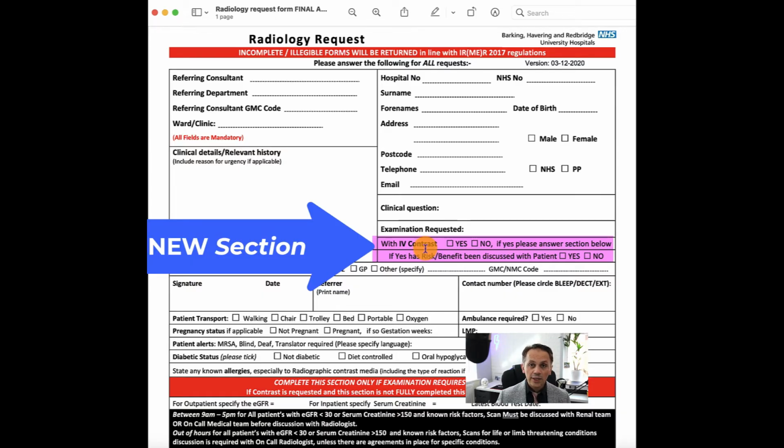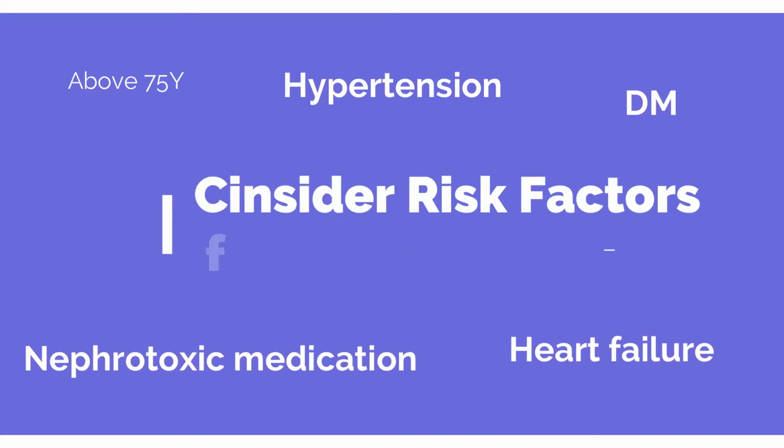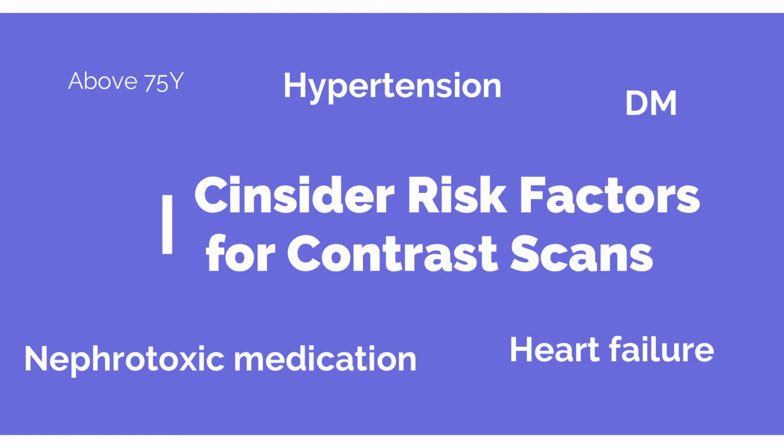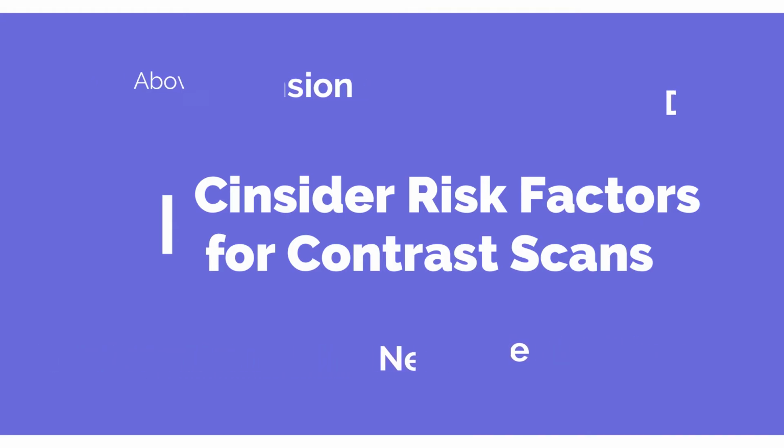And it's also important to consider other risk factors while you are requesting the scan. So if the patient is above 75 with multiple comorbidities like heart failure, high blood pressure, diabetes, and hypertension, and on nephrotoxic medication, consult with the patient so that he or she can decide whether it's really valuable for this patient to have that type of scan, going through the risk of having contrast-induced nephropathy.